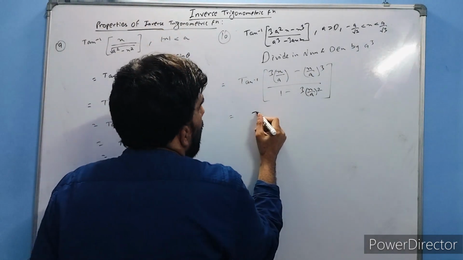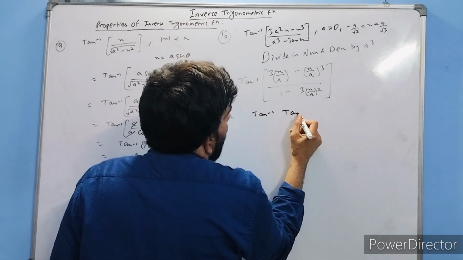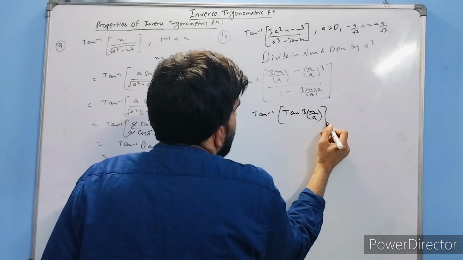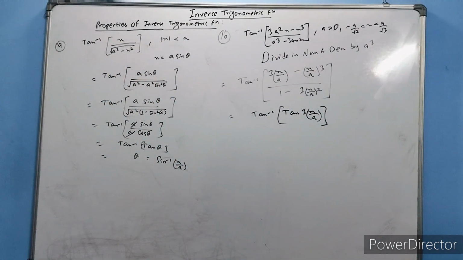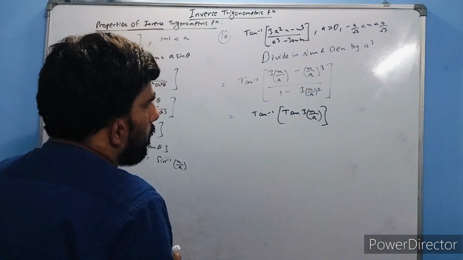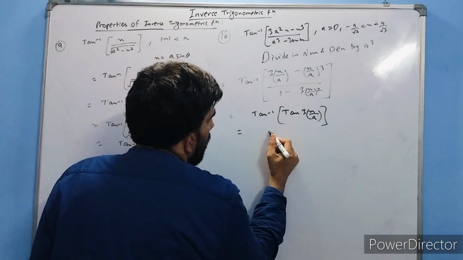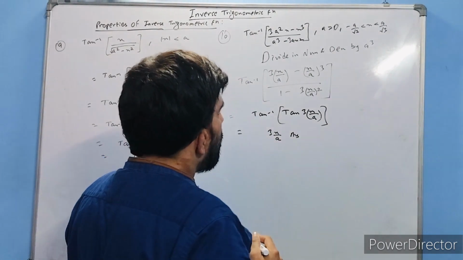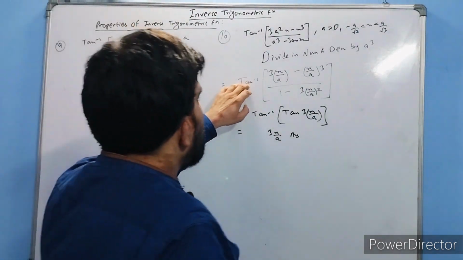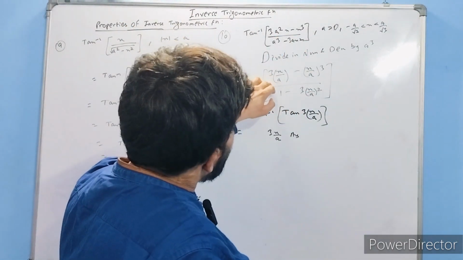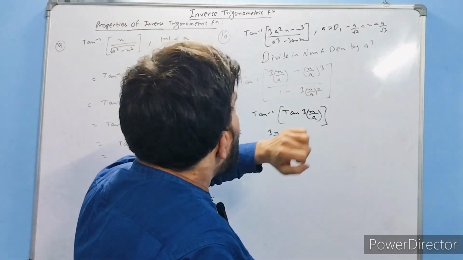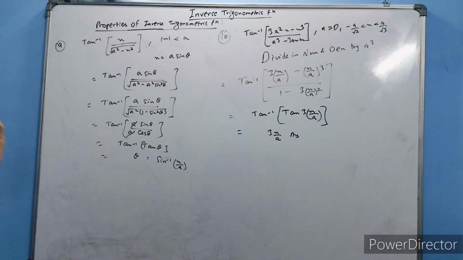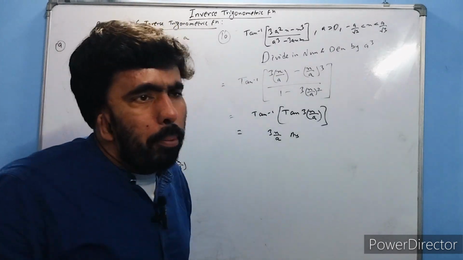So we'll have the formula here for tan inverse tan 3 theta. So it will have 3x upon a. So like this we can do. Now tan inverse tan 3x upon a, so we have 3x upon a as my answer. We have the formula for tan 3 theta, that is 3x minus x cube upon 1 minus 3 into x square. So that is how we are able to solve the numerical.